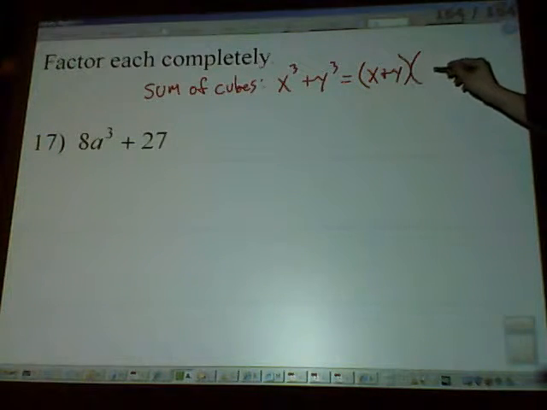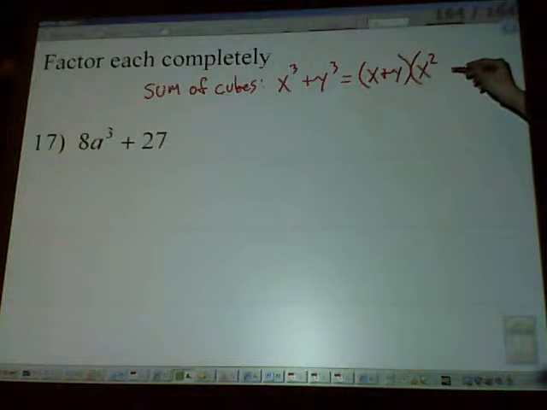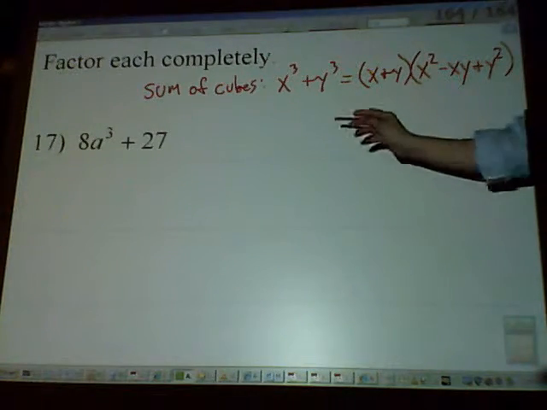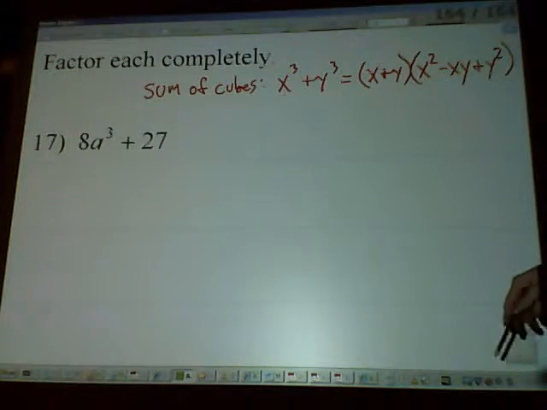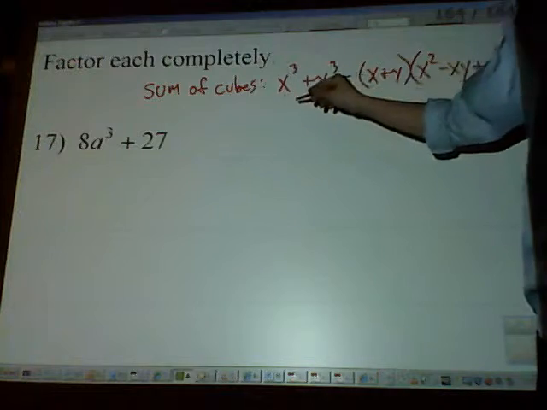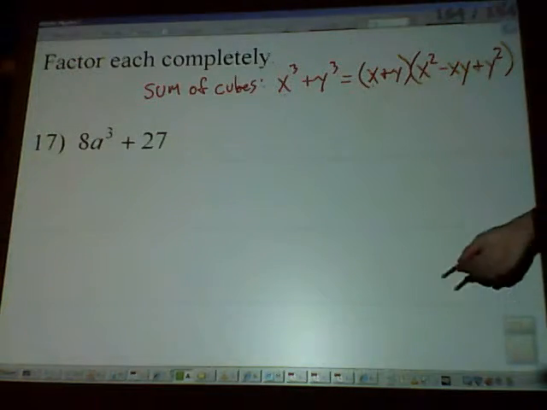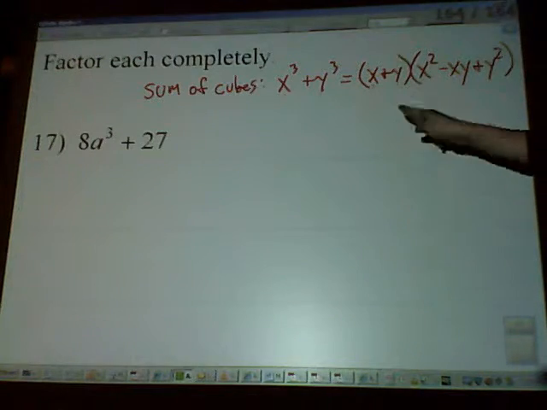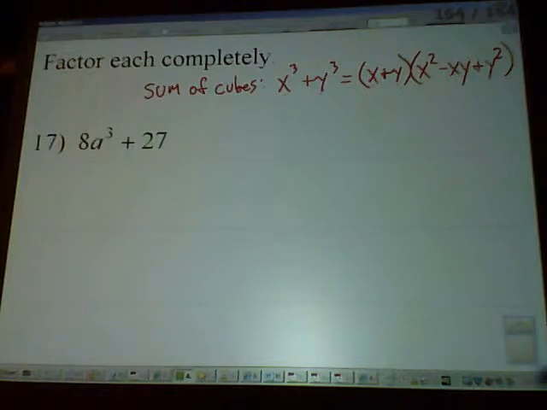x plus y times x squared minus xy plus y squared. So really, all it says is whatever number you're cubing, just put that number. Whatever number you're going to cube to get this number in front, just put that number in the parentheses. And then with y, put that number in the parentheses too, not raised to any power, but just by itself to the 1 power.